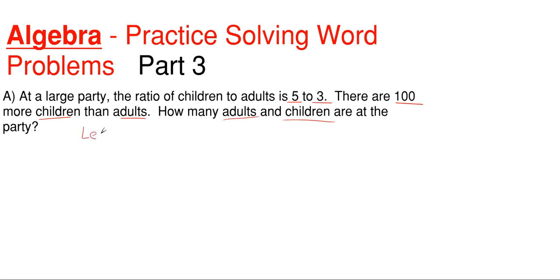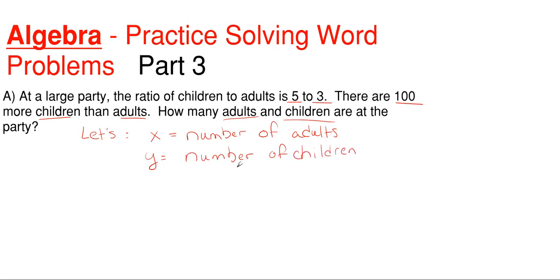So let's set up some variables here. We are looking for adults and children. So let's set my x variable equal to the number of adults at this party. And then we are going to set our y variable equal to the number of children at this party. Well, is there anything in this statement that is relating the number of adults to children? Well, we have two things. We have 5:3 as a ratio, and then we have 100 more children than adults.